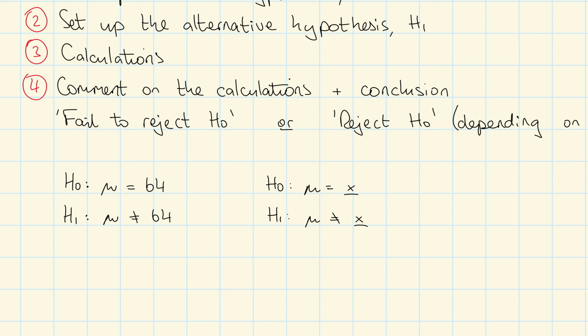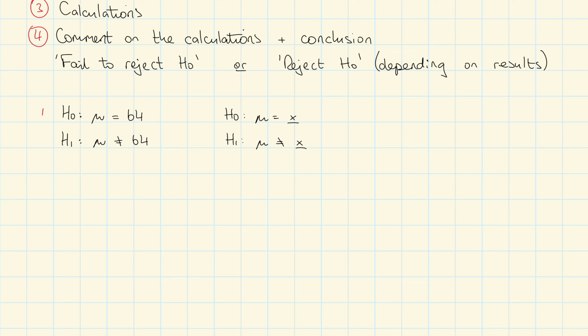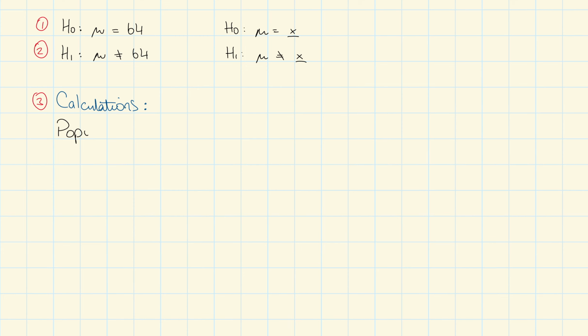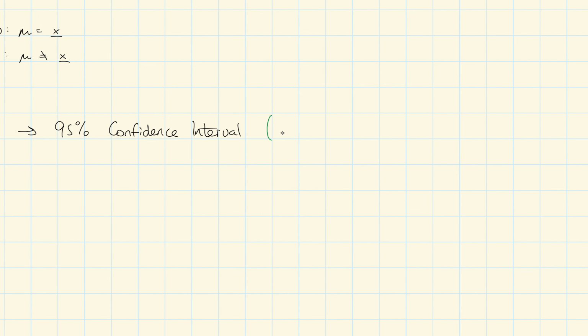Okay, so our calculations will depend on the context of the question. So for step 1 and 2, and then for step 3, okay, so if we have a population proportion, then our approach there will be a 95% confidence interval.